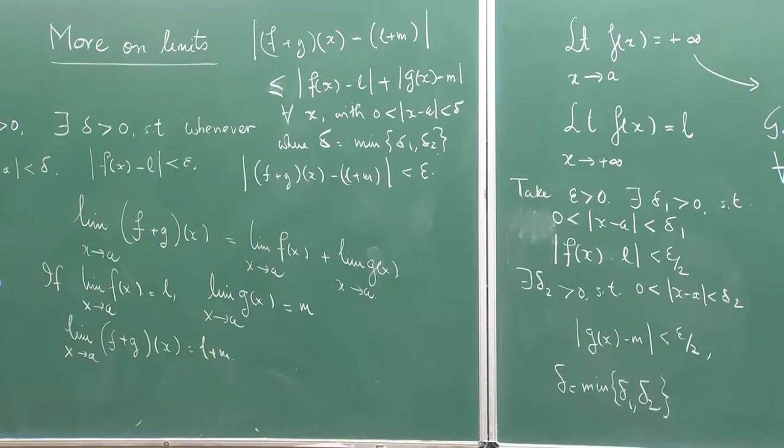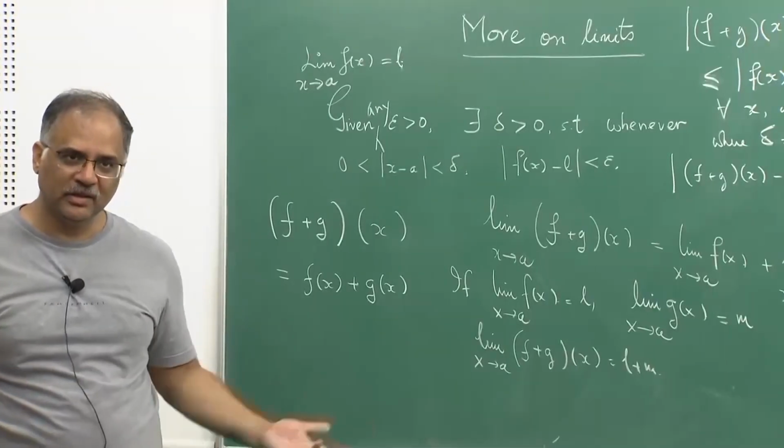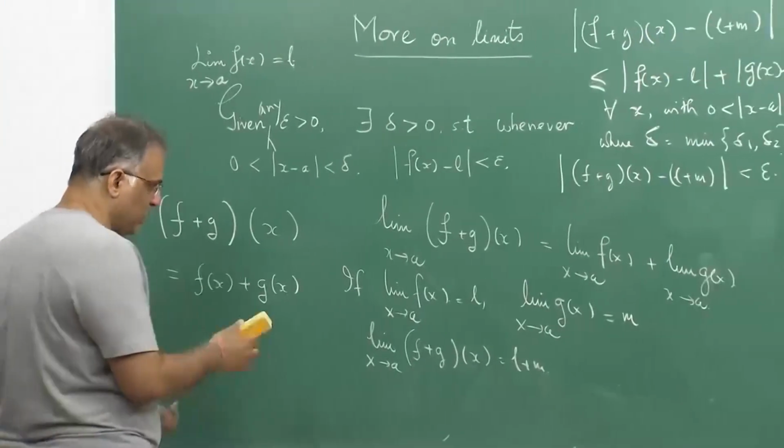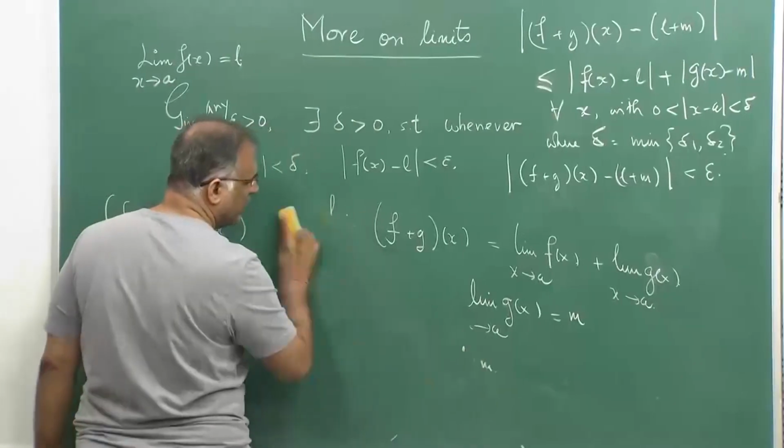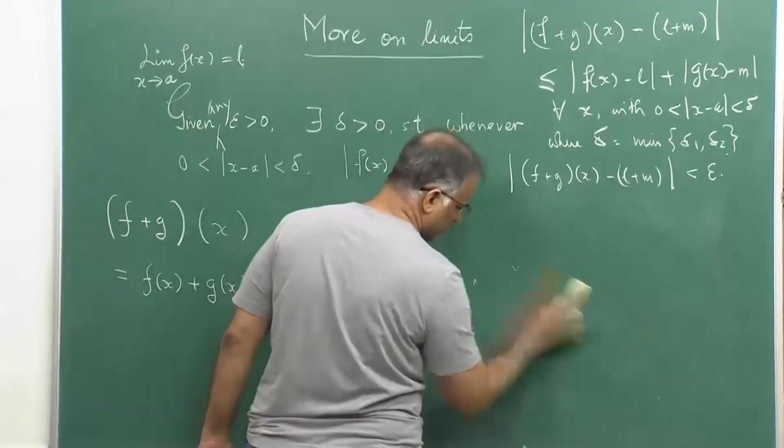Now you might be wondering that you are showing the existence of limits by calculating epsilons and deltas. What about showing the non-existence of limits using epsilon and deltas? So with such an example, I will end today's discussion.